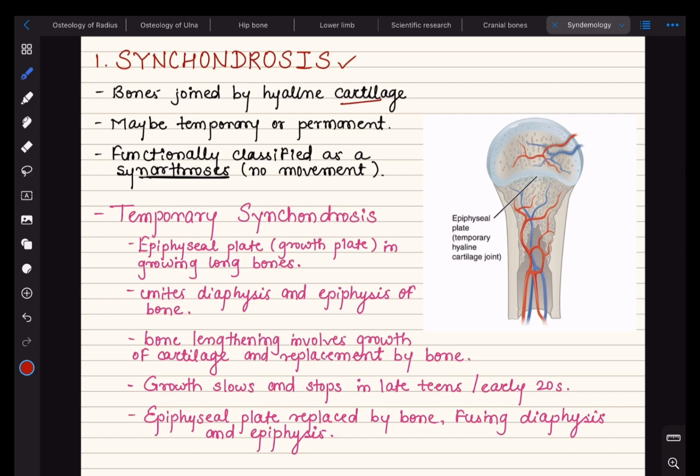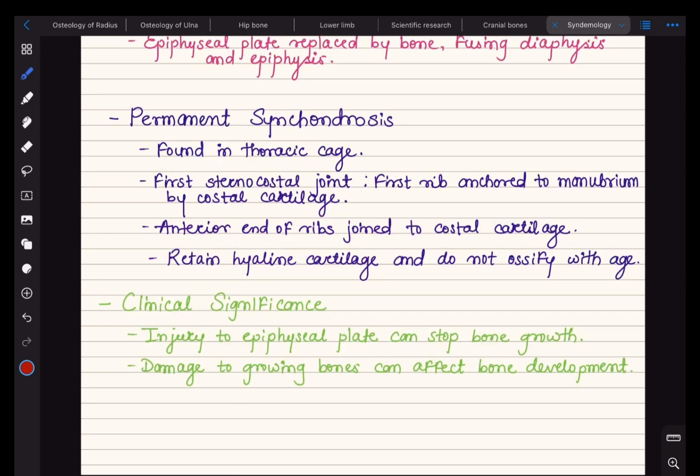The bone lengthening involves the growth of the cartilage and its replacement by the bone. The growth slows and stops in the late teens and the early 20s. The epiphyseal plate is replaced by the bone, fusing the diaphysis and the epiphysis. Next is the permanent synchondrosis.